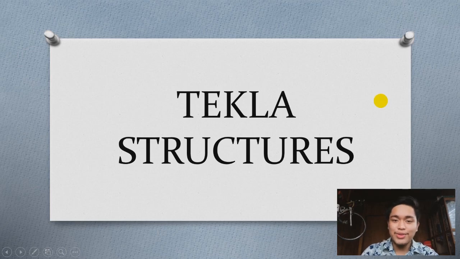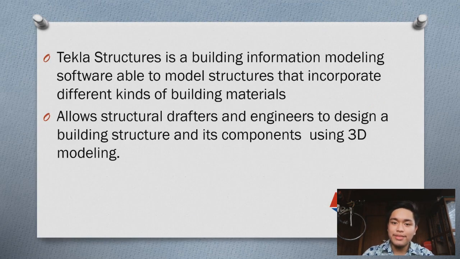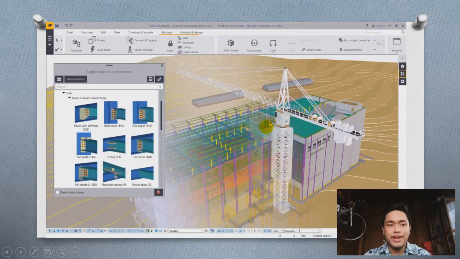Hello and welcome to our tutorial for Tekla Structures. For those of you who don't know what Tekla Structures is, it is a building information modeling software which is able to model structures that incorporate different kinds of building materials. It allows structural drafters and engineers to design a building structure and its components using 3D modeling. Tekla Structures is one of the most advanced structural software for building information modeling.